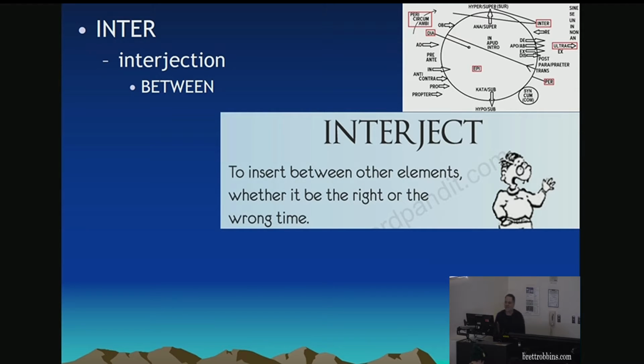And an interjection, as we will learn today, when we encounter the suffix -ion or -tion, it means state of or being, something like that. And so it means the state of or being throwing between.